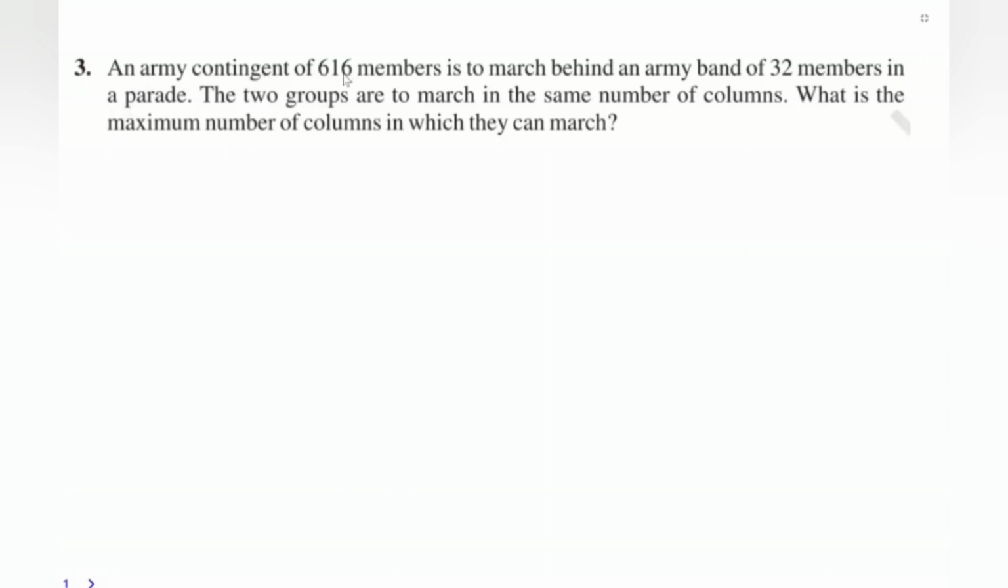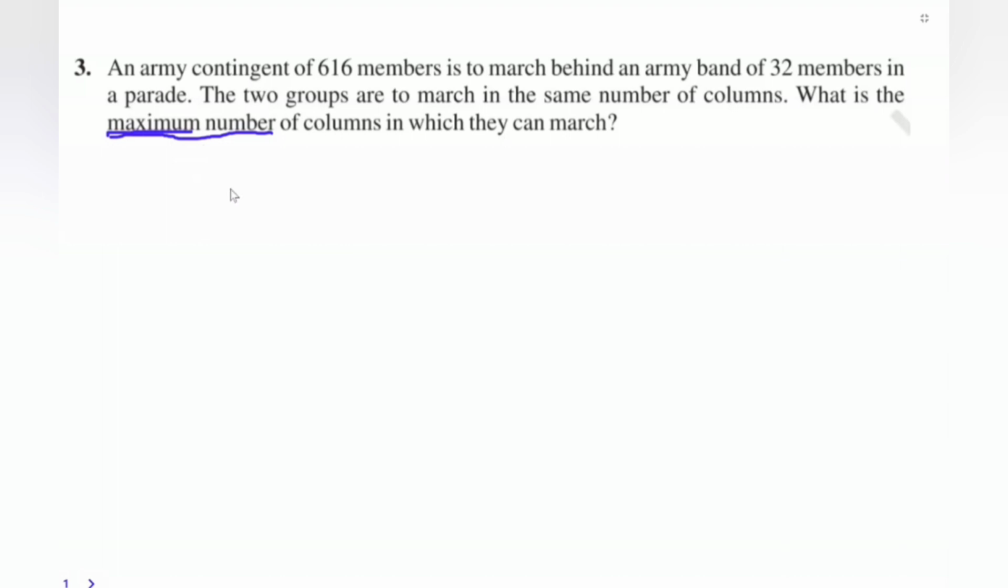An army contingent of 616 members is to march behind an army band of 32 members in a parade. The two groups are to march in the same number of columns. What is the maximum number of columns in which they can march? In this type of question, wherever you observe the word maximum, it is obtained by calculating the HCF. So, always remember that wherever maximum is asked, you need to find the HCF.